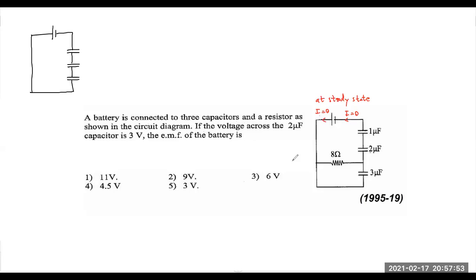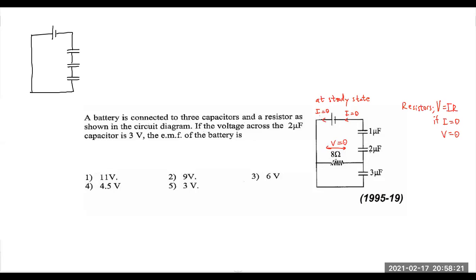Now, there is no current flowing through this 8 ohm resistor, so there won't be any potential drop across this. Because we know for resistors, what is the equation for voltage? Voltage is equal to IR. If current is equal to 0, voltage is equal to 0 across a resistor. Therefore, there won't be any potential difference across it.